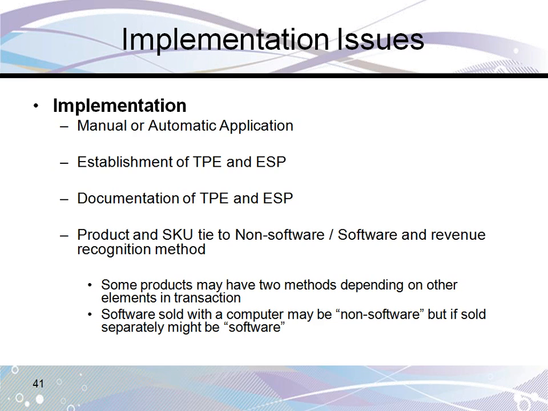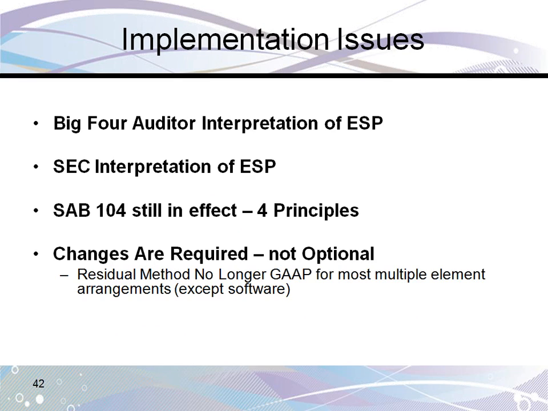So you may find that your elements in your pricing matrix and the tie of the revenue recognition to each one of those elements may expand, because you may need to have separate SKUs for that operating system when you sell it with a product, and a different SKU when you sell it separately. So you may need to look at and evaluate that.